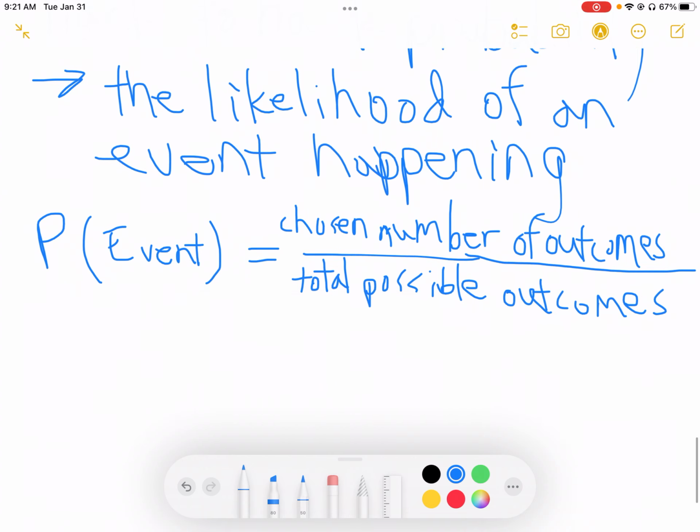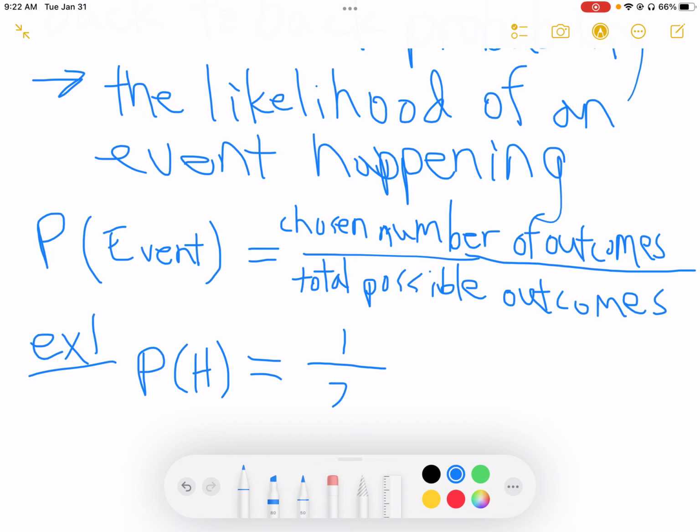So if I was just to talk about a coin, let's say example 1. Example 1 says I'm flipping a coin, and I ask, what is the probability of heads? I can write probability of heads. If I think about it as a fraction, how many outcomes did I choose? I chose 1, heads. And how many sides are there to the coin? There's 2. So it looks like 1 over 2.